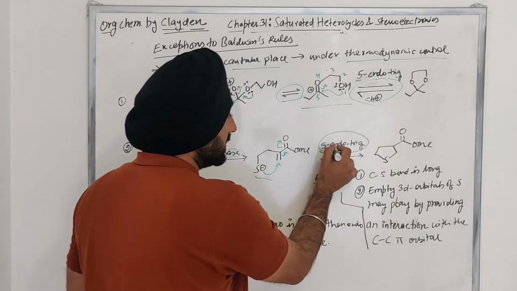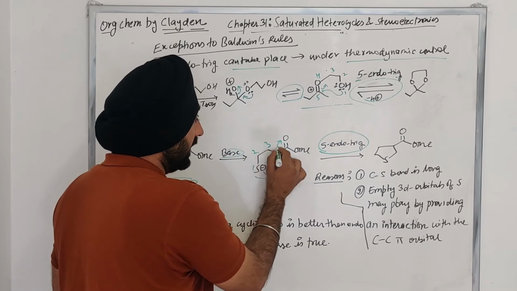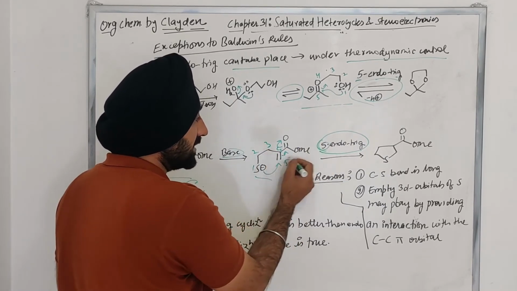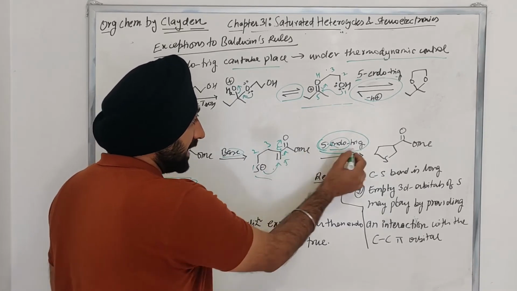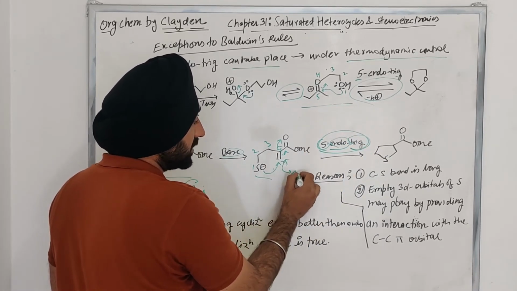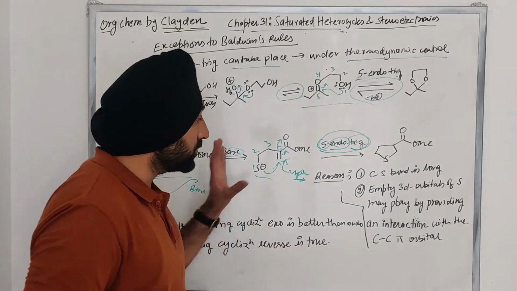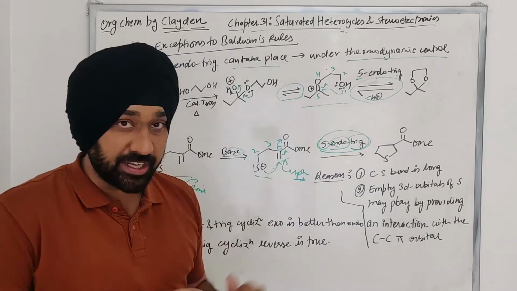So here what we are getting is 5-endo-trig. Again 1, 2, 3, 4, 5: 5 is the ring size. Endo is because the attack is taking place on the outside, not on the inside, and trig is the hybridization of this carbon, which is sp2, so it is trigonal. So that is why this is taking place.